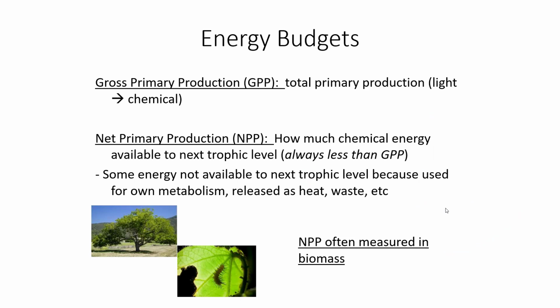We talked in the last lecture about gross primary production and net primary production, the total amount of light energy converted into chemical energy, and how much chemical energy is available to the next trophic level, which is always less than GPP. Some energy is not available because of plants' metabolism, plant loses heat, plant loses waste, and we're going to look at this productivity as measured in biomass. So for all of these equations, we are using biomass as our metric.